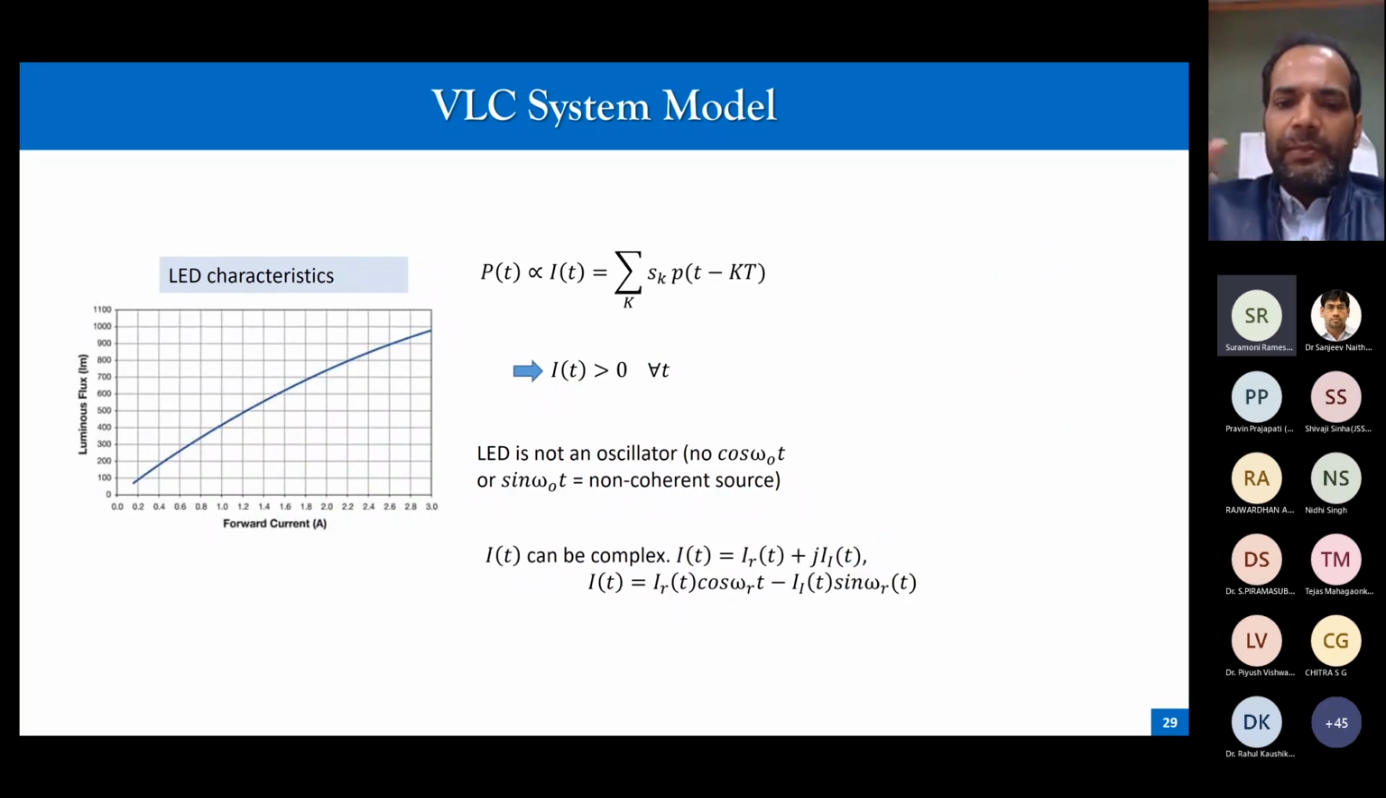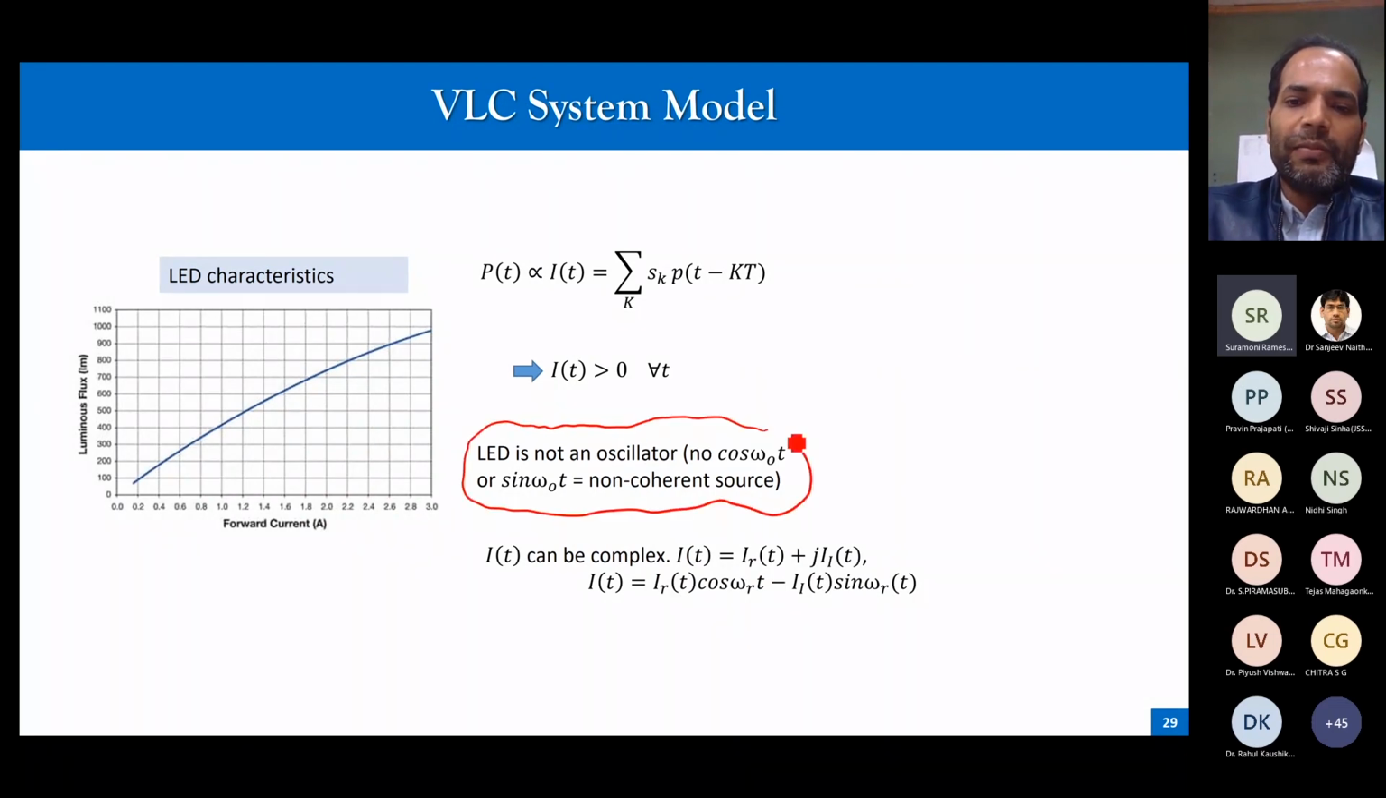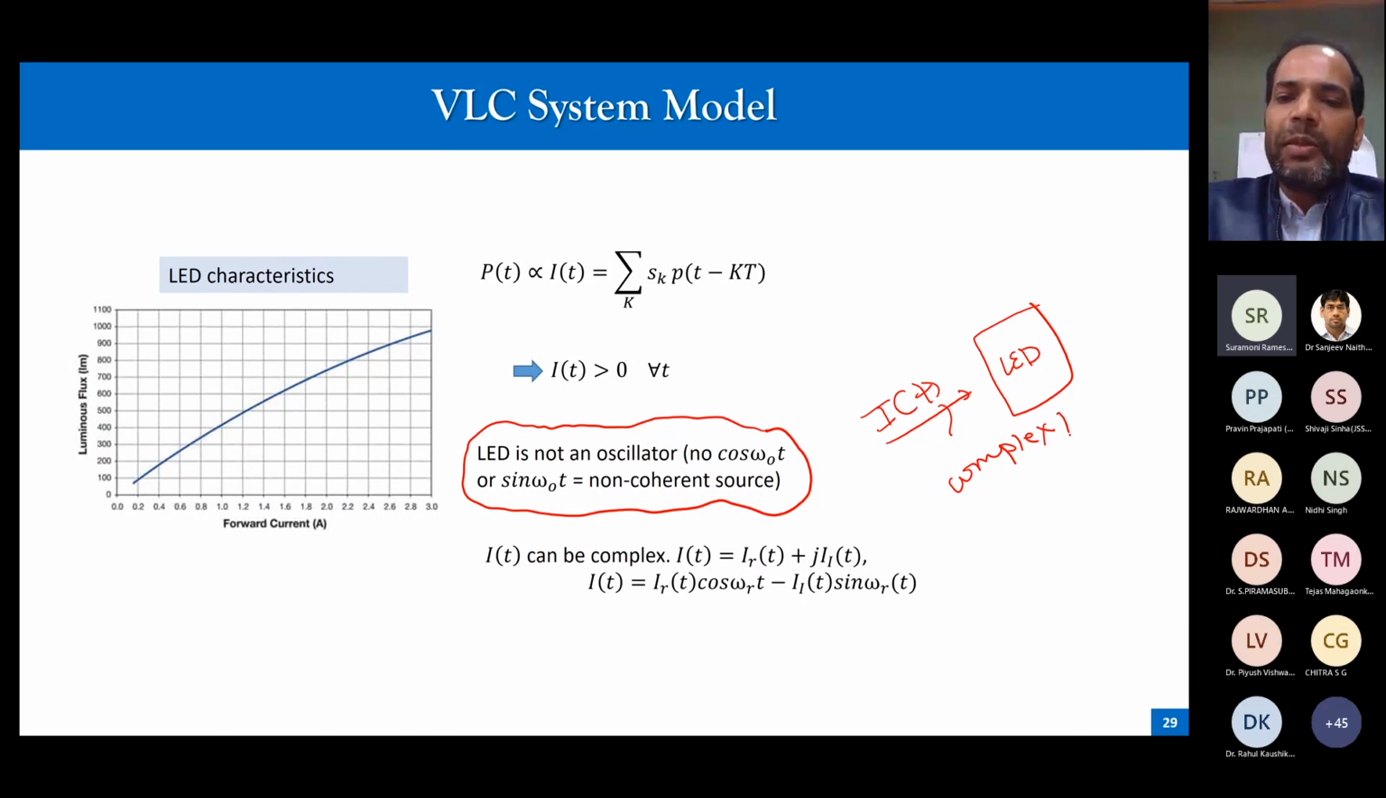So that's fine. We have understood this clearly. I guess there is no confusion over this part. And the third point is IT, the current that you feed to this LED. So if this is my LED, can this current that you feed to this LED be complex? And the answer is yes, because what I mean by complex current simply means something like this, right?